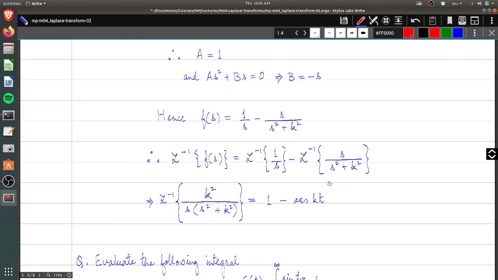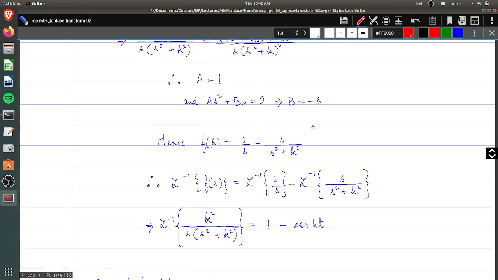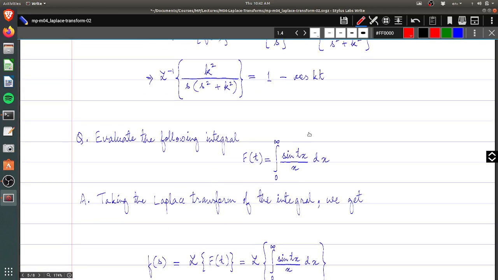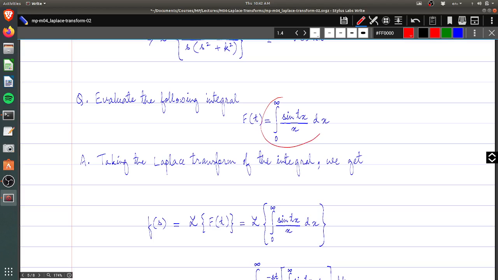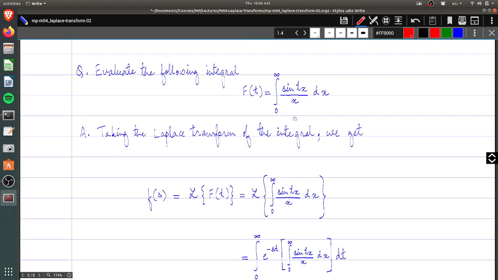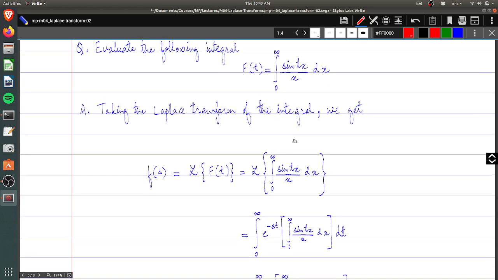Now, one more interesting application is that Laplace transforms also allow us to evaluate integrals. So let's say I want to evaluate this integral. You know that it's a sine function divided by x, divided by the variable itself. So we want to integrate this. This is not so straightforward. It's not so easy normally if you use calculus, but using Laplace transform it becomes easier.